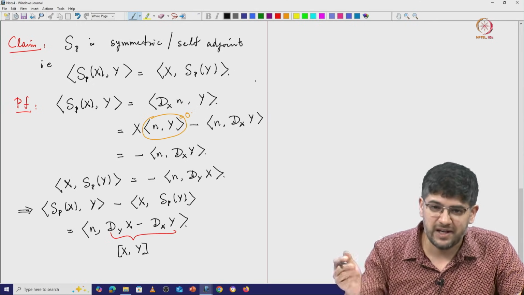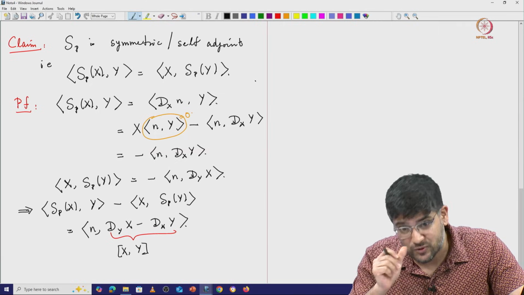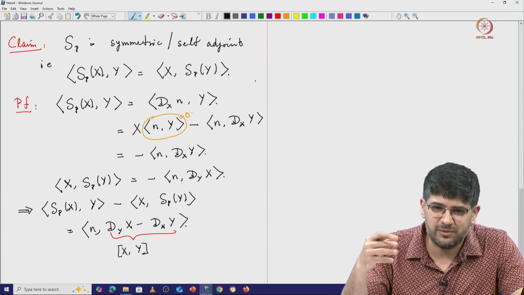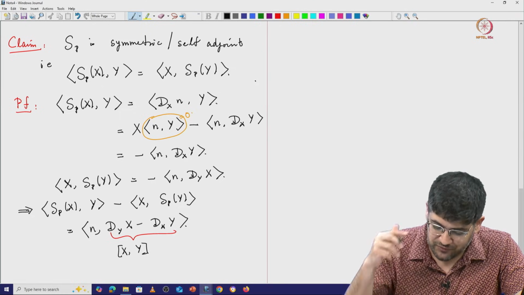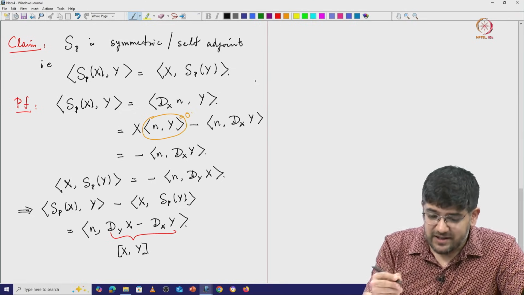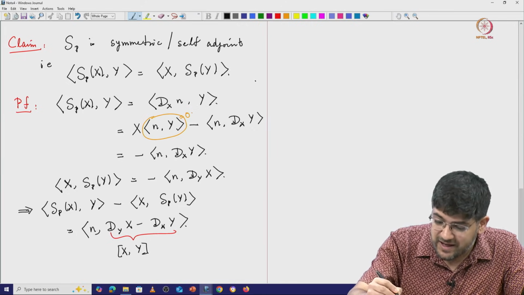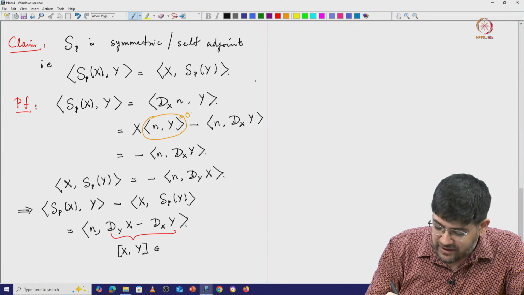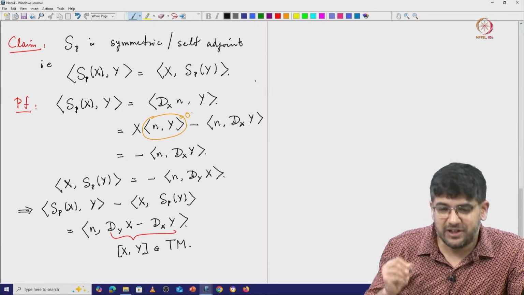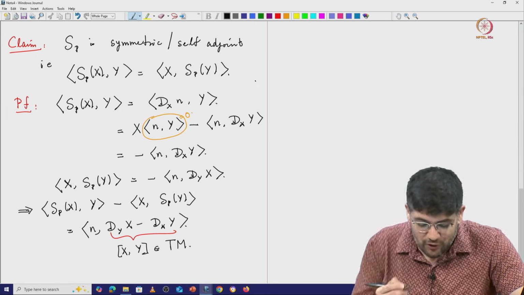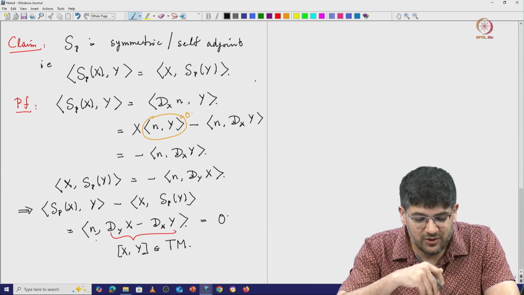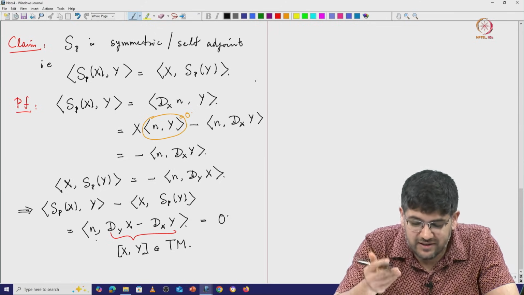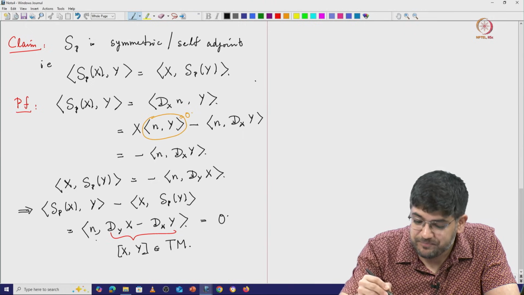So I hope you have seen Lie brackets in the smooth manifolds course. If not, I'll maybe quickly review the Lie bracket couple of lectures from now. But in any case, the point is that the Lie bracket is again something that lies in the tangent space. So now if you take the inner product with n, this is going to be 0. Okay, so this completes the proof of the fact that the shape operator is symmetric.